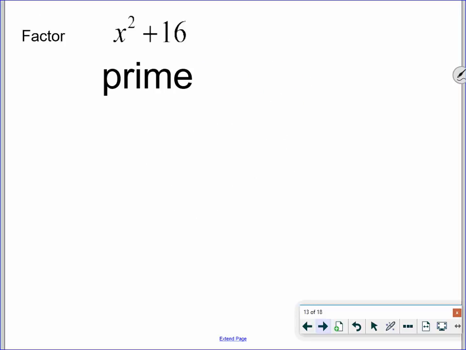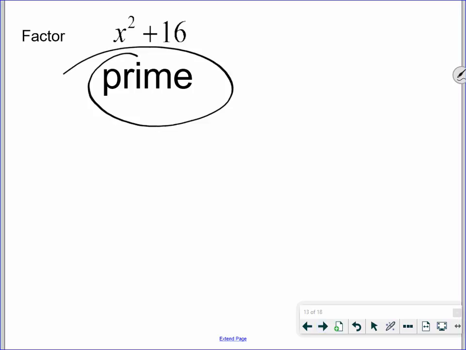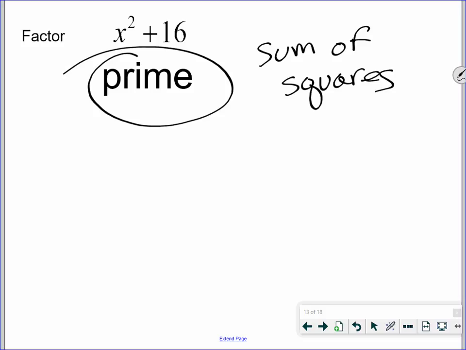Next up, we have number 12. I'm just going to go ahead and write prime right in advance, because this is a sum of squares. We cannot factor a sum of squares. It is always prime.